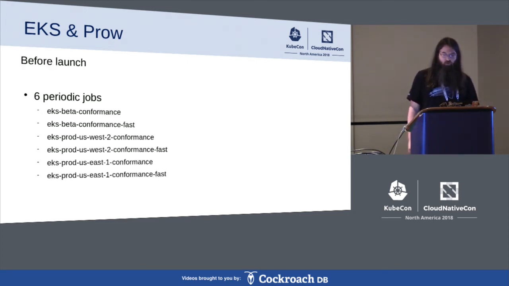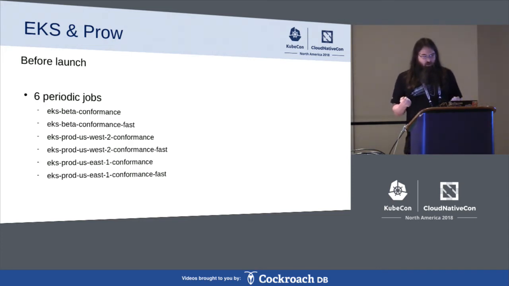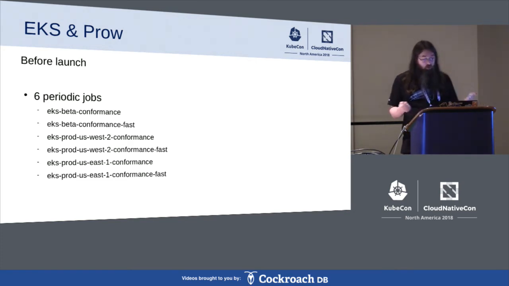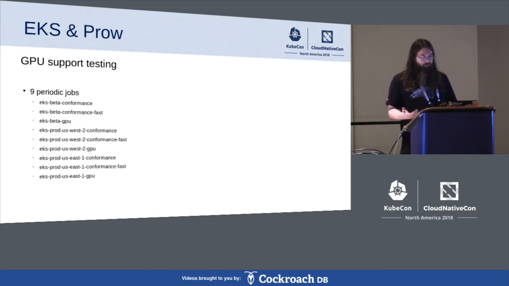That's what we went with for a while, and we were getting ready to launch. We said, now we should run tests in our production environments. We know beta's working well, everything's together, but it'd be nice to have a deeper signal on our production environments. So we started running conformance on the 2 regions we launched with, US West 2 and US East 1. Now we're at 6 jobs, and this config file is starting to grow. Then we verified and announced we had GPU support, so now we have 9 jobs that are running periodically.